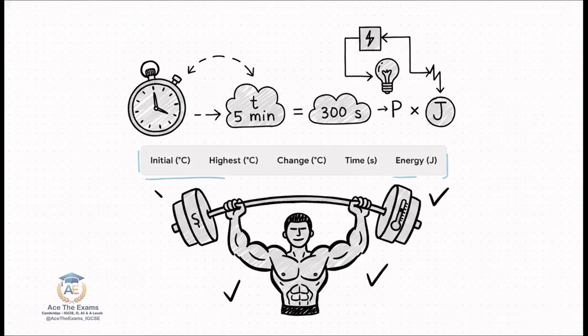Now for the total energy supplied, we calculate that as power multiplied by time, or P times T. It's absolutely vital here to convert our 5 minutes of heating into 300 seconds, so our final calculation aligns perfectly with the formula we looked at earlier.